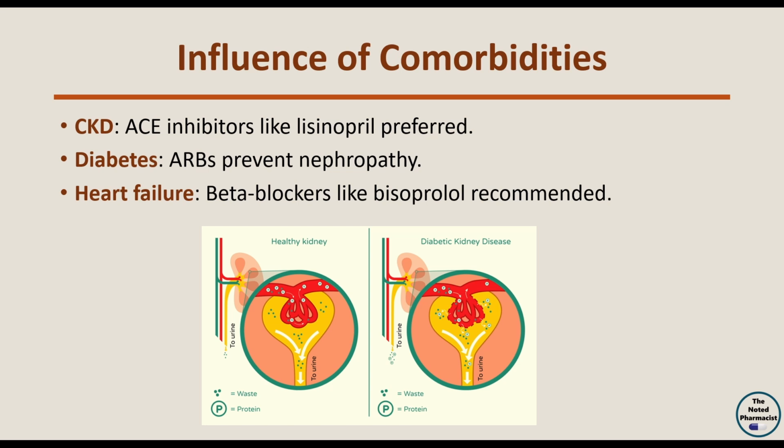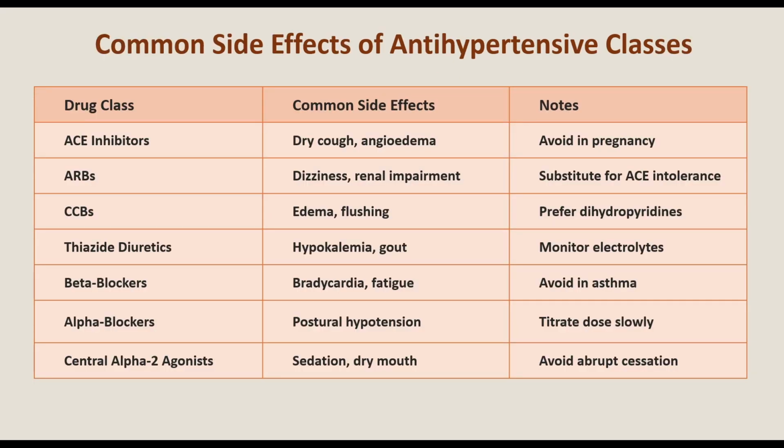to prevent diabetic nephropathy. We want to look at safety considerations for antihypertensive therapy, including side effects, warnings, contraindications, and drug interactions. Common side effects of antihypertensives. ACE inhibitors often cause dry cough, hyperkalemia, and angioedema. ARBs typically avoid the cough seen with ACE inhibitors but may still cause dizziness, hyperkalemia, and renal impairment.